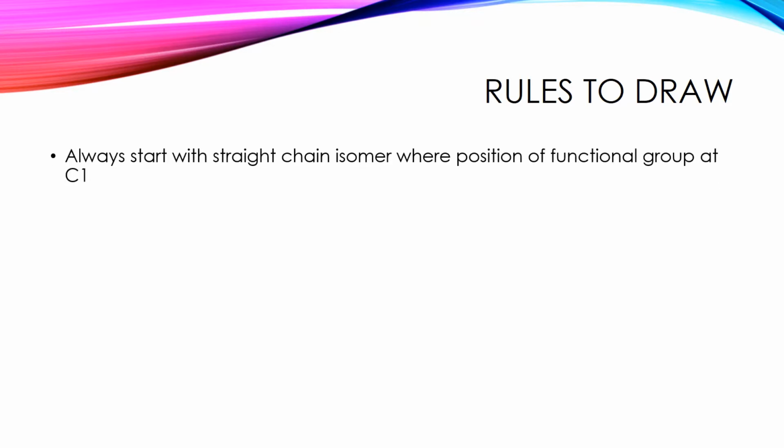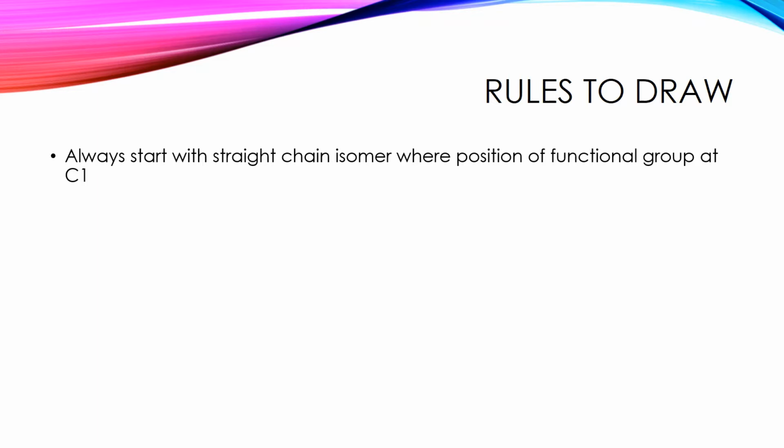Okay, so now there are rules to draw how we can draw our positional isomers. Before this, for the chain isomers, I already gave you the rules. The rules are still the same. We still stick to the rules, just we change a little bit. Always start with straight chain isomer where the position of the functional group is at C1.